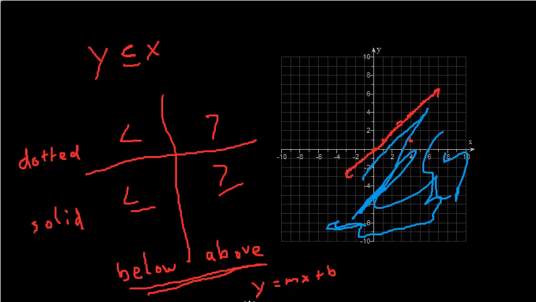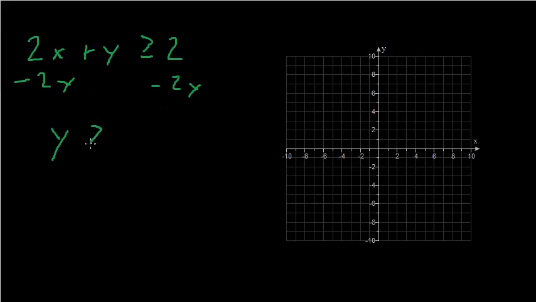Let's go ahead and graph something else using this. Let's graph 2x plus y is greater than or equal to 2. Now I want to write this in slope-intercept form so that I can use all of my tricks. I'm going to subtract 2x from both sides, and I have y is greater than or equal to negative 2x plus 2. So this is what I will be graphing. Looking at this symbol, it has the or equal to option, which means I have a solid line, and it's in slope-intercept form with a greater than symbol, which means I'll be shading above the line.